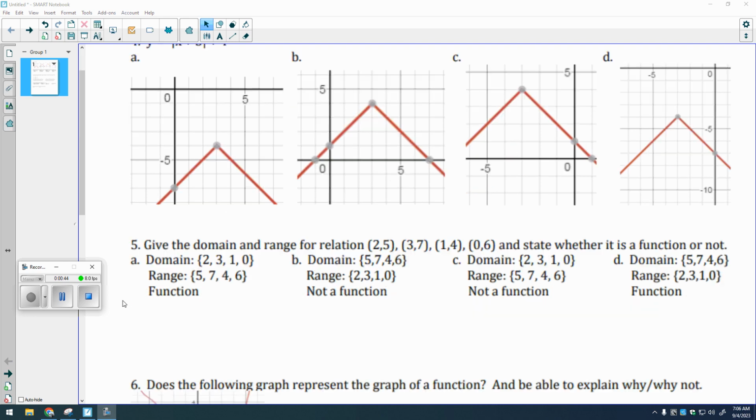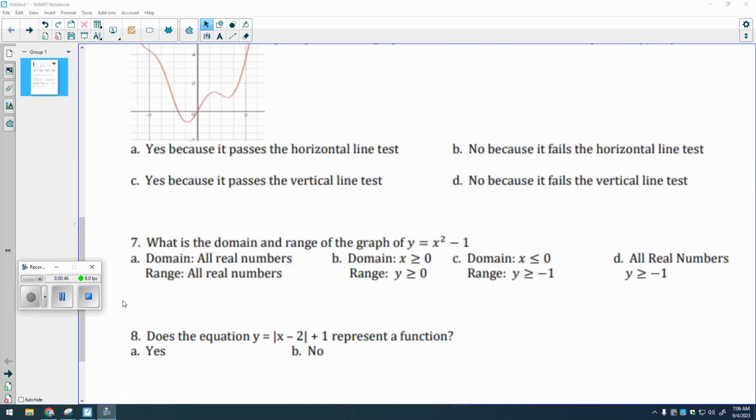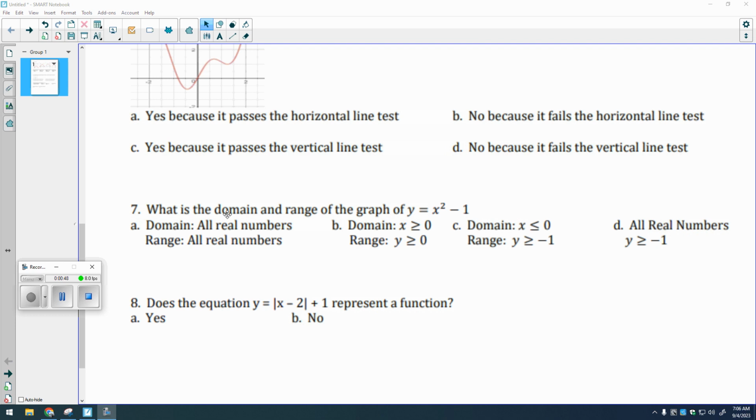So question number 7 on the homework. What is the domain and range of the graph of y equals x squared minus 1? So they're giving us an equation. So they're giving it to us algebraically, but they want to know something about the graph, the domain and range of the graph. So I could look at it either way. So let's do it algebraically first, since that's what we see right here.